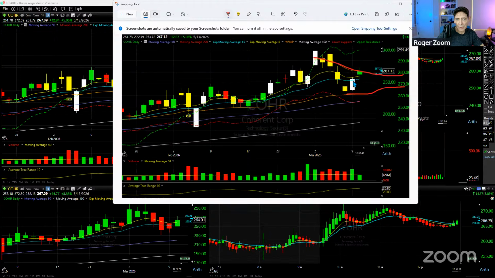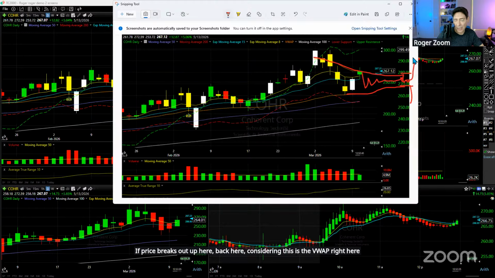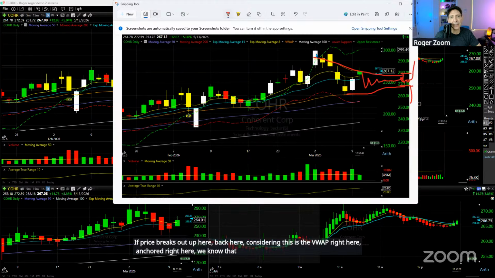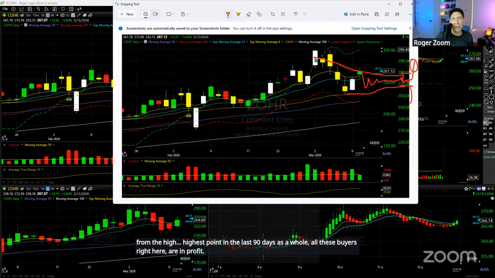See these, and price is here, right? And it keeps going like this, and eventually pops here or here, right? And then we know that anybody who, so listen to the words coming out of my mouth right here, this is really important. If price breaks out up here, considering this is the VWAP anchored right here, we know that everybody who bought from the highest point in the last 90 days as a whole, all these buyers right here are in profit. There's no bag holders from the highest point in time.